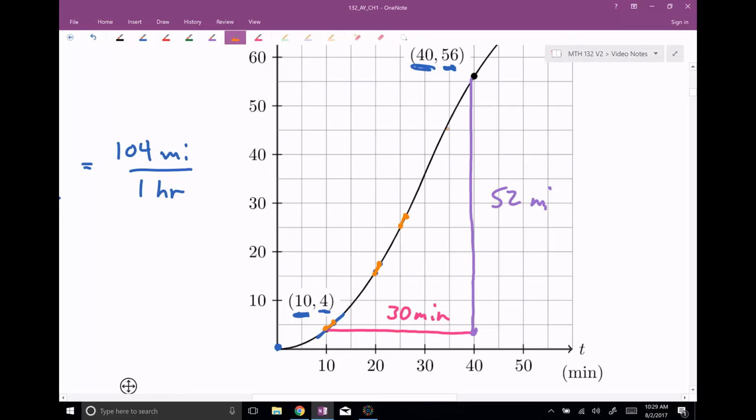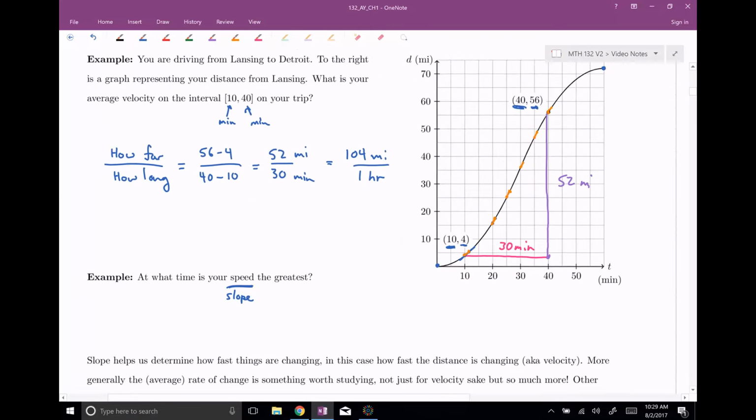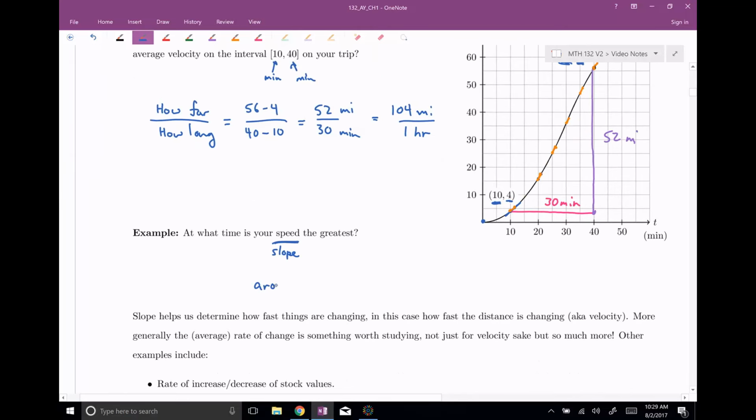And then you can see after that, maybe if I go over here to 30 or so, between minute 30 and 31, it starts to shallow out. Over here, minutes 35 to 36, it starts shallowing out even more. Here at minute 40, it starts shallowing out even more. So I would say around minute 25. Again, this is an approximation, but around minute 25, our slope, and therefore our speed, is the greatest.